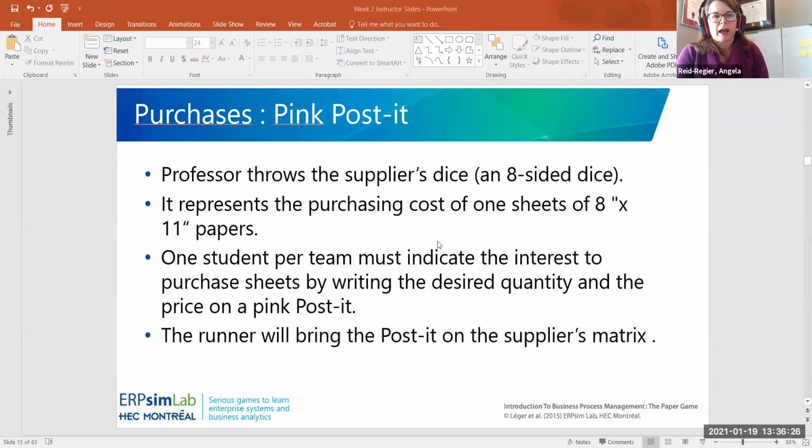When that happens, we take the pink Post-it note. If we decide how much we're going to buy, we denote that on this pink piece of paper, and we put it on the suppliers matrix. This is T1. So we would put on T1 how many pieces of raw material we're buying. Again, this would be a purchase order.